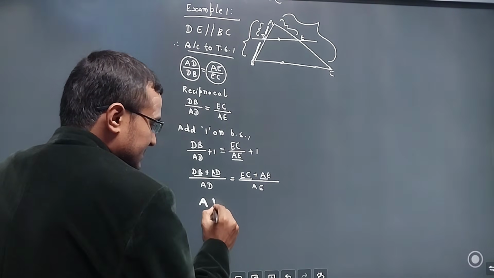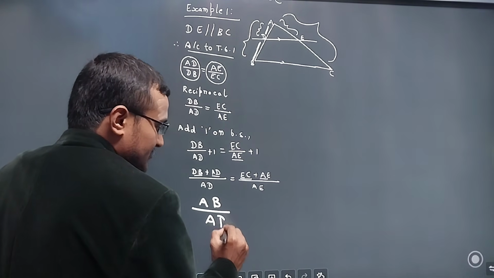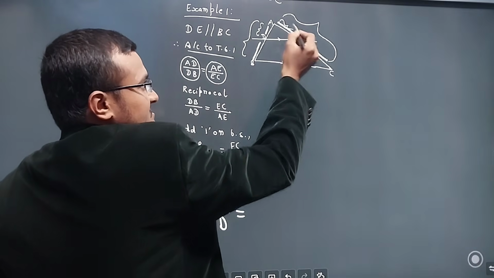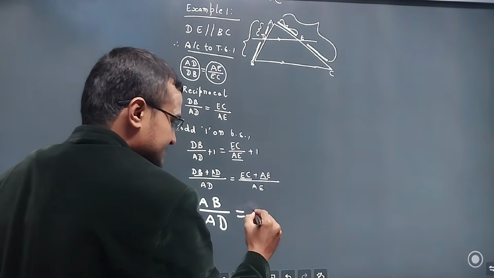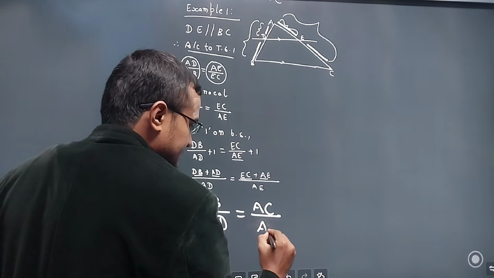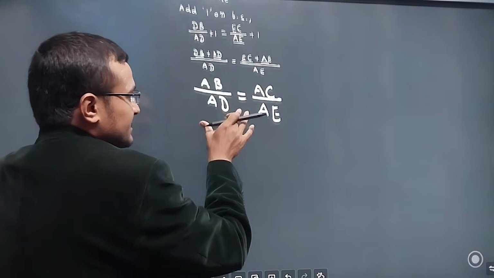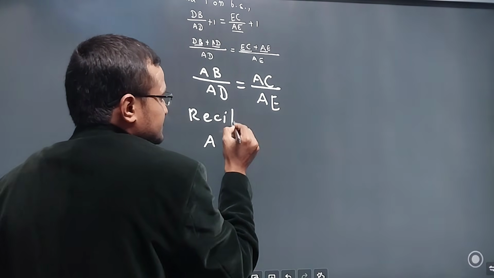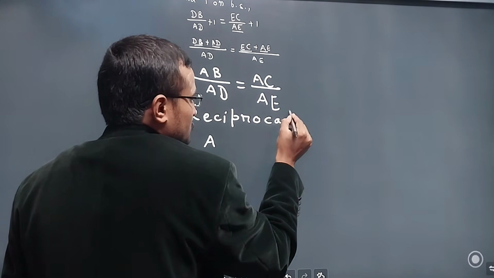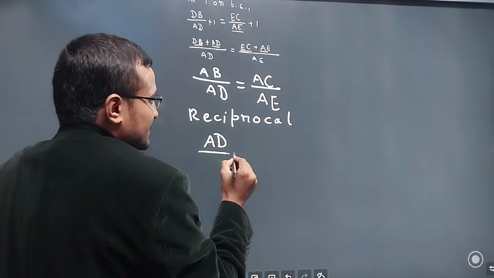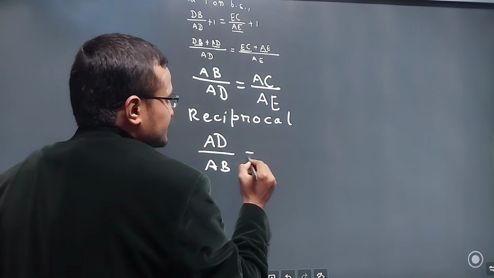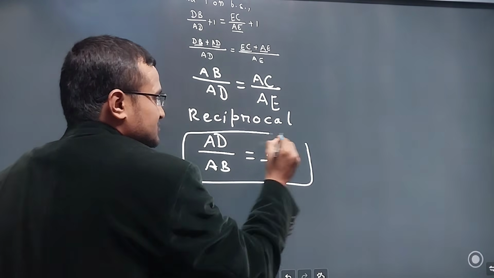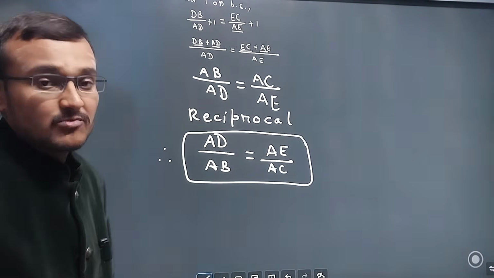So here AB divided by AD is equal to EC plus AE. EC is this length, AE is this length, so that will give you the total length AC. So AC by AE. Now we have AB by AD is equal to AC by AE. So I'm just taking the reciprocal of these two ratios. When you do that, you will get AD by AB is equal to AE by AC. So this is what they had asked to prove in this example, and we have proved that.